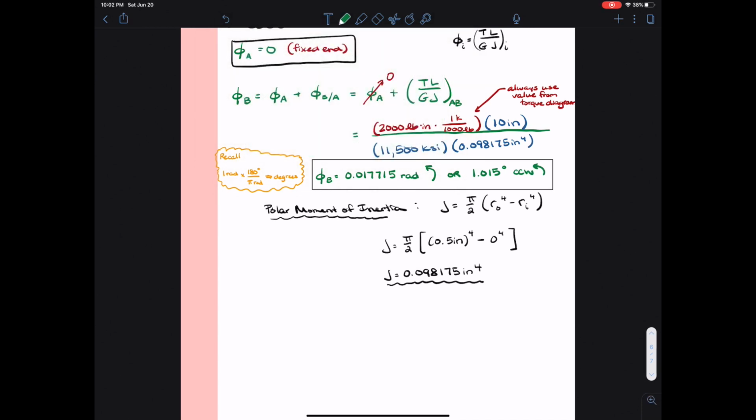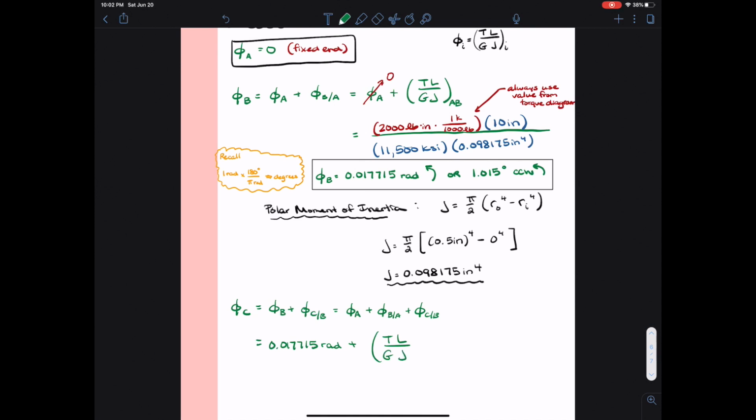So let's take a look at the calculations at C. Our kinematics condition says that the angle of twist at point C is equal to the angle of twist at point B plus the change in angle of twist of C relative to point B. And if we want to extend this further, we can write the angle of twist at point C in terms of the angle of twist at point A. We've calculated the angle of twist at point B, so that's 0.017715 radians, and again, positive because it's going to be counterclockwise.